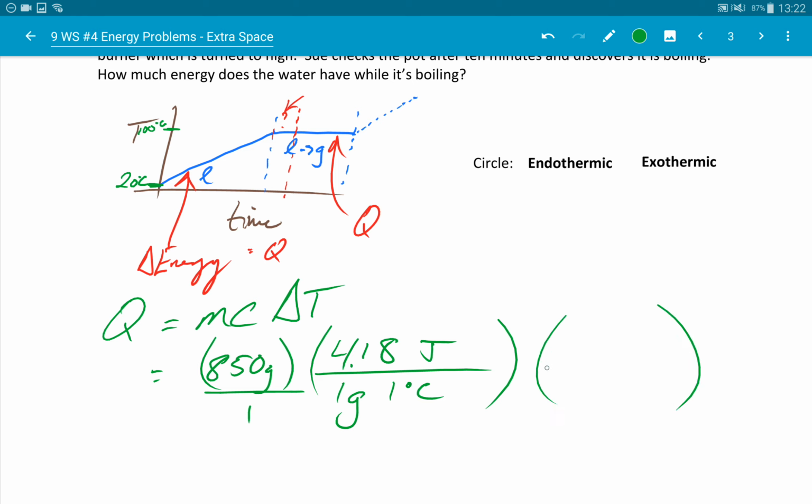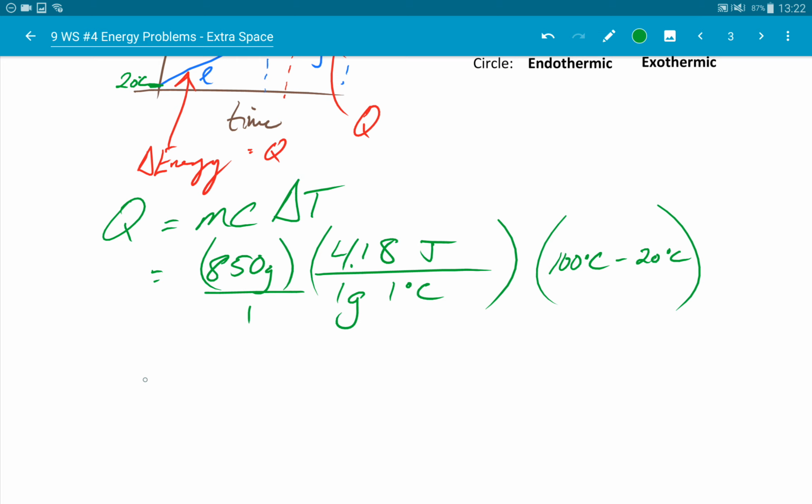And my change in temperature, well, that's the ending one, like we were talking about, ending minus the beginning bit. And so notice that that comes out to be a positive 80, which makes sense because it's increasing its temperature by 80 degrees Celsius there.